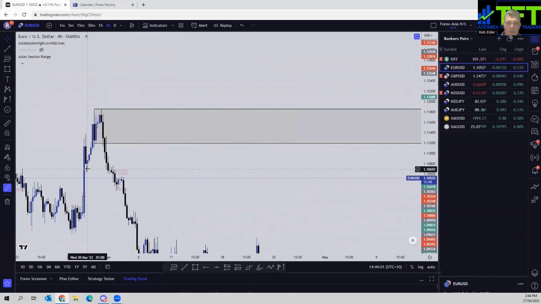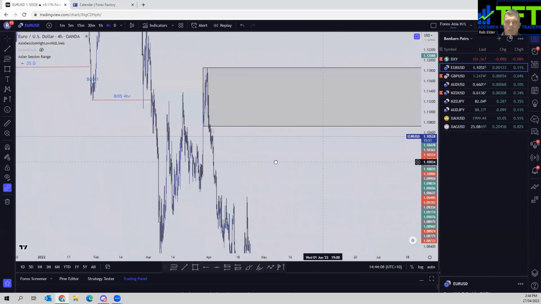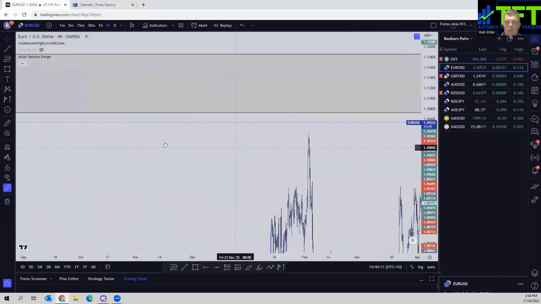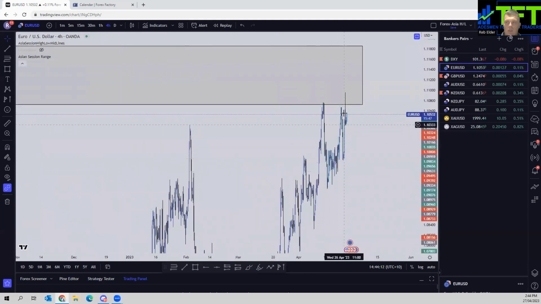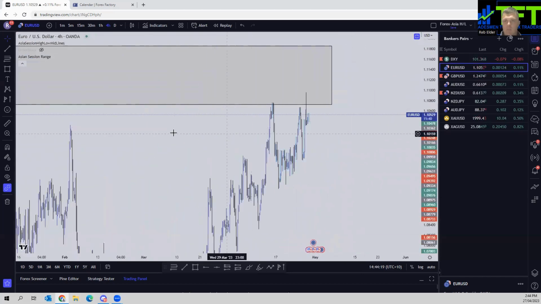We can see here, we have already tapped when I had this area down here. If we zoom out, we can see we've already tapped into that area. Now we've tapped it, been rejected, gone higher up into that area and tapped again. So basically what we're looking for is it to continue to push higher.